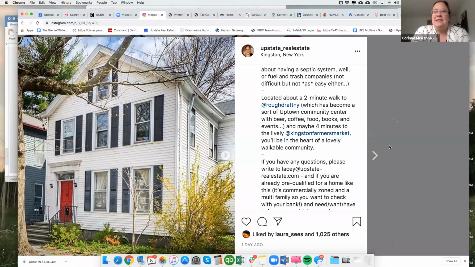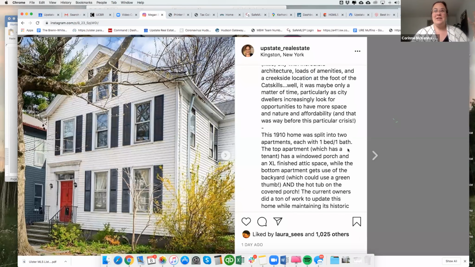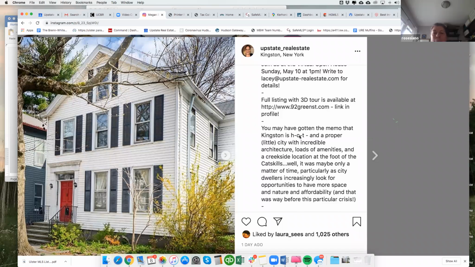What would be the next thing that stands out? Community center, coffee, food, books, things to do. So sometimes numbers can stand out. Like the fact that Uptown is, all of these things kind of break stuff up. You're right. Community center, Bear Coffee Food, the word as, I bold it with a little asterisk as shorthand for bold. Sometimes looking at things like this, longer words. I've done this for so long that when I write, I kind of know how to get attention to things. Or like you may have gotten the memo that Kingston is hot, H-O-T.